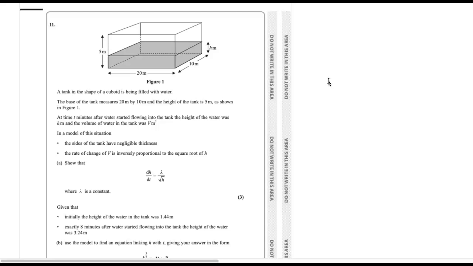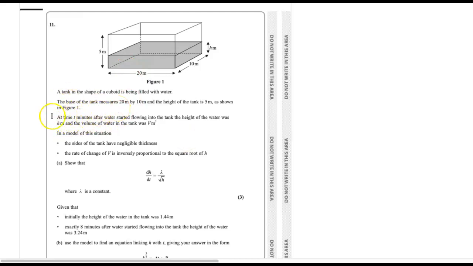So today we are going to be discussing question number 11 from June 23, pure paper 2. Let's get started. So we have a question over here. A tank is in the shape of a cuboid, as we can see. The capacity of the tank is 5 times 20 times 10, but the volume of the liquid is basically 20 times 10 times H. That is fine. So they have given all the information over here.